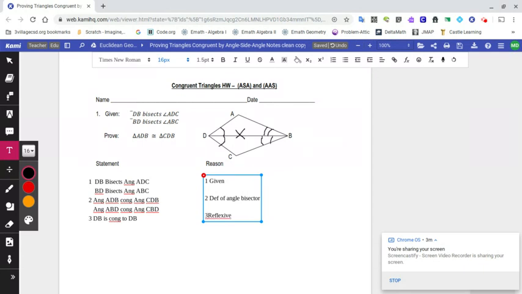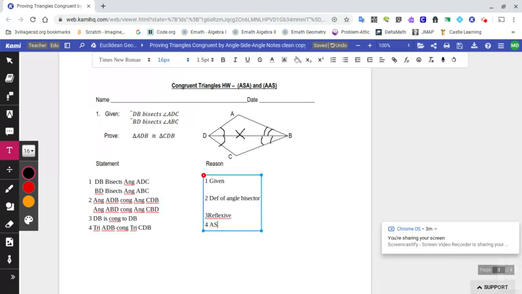So 4. Now I've proven what I need to: triangle ADB is congruent to triangle CDB. And we did that by ASA congruent to ASA.